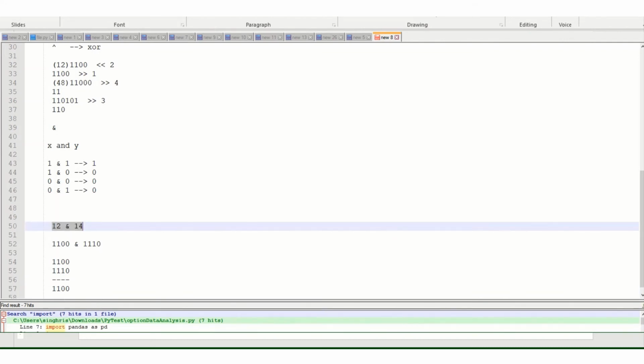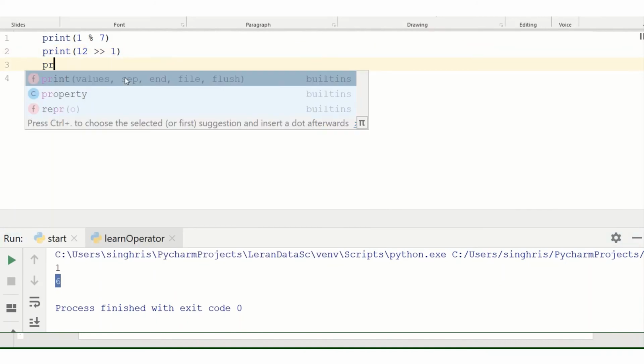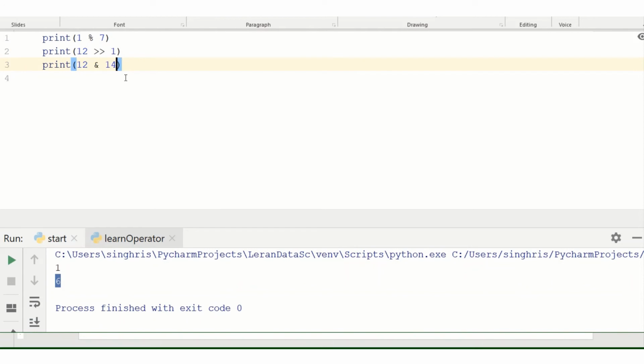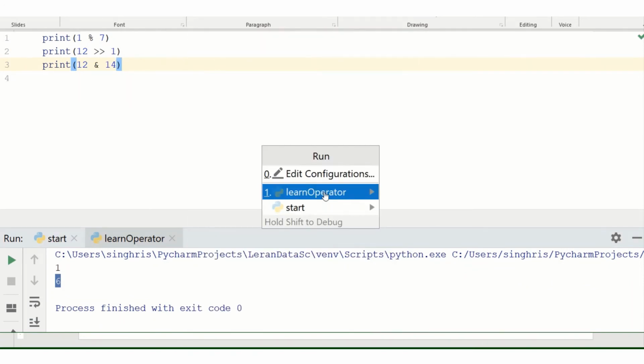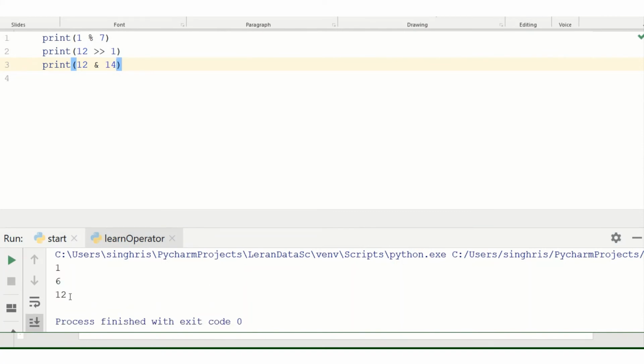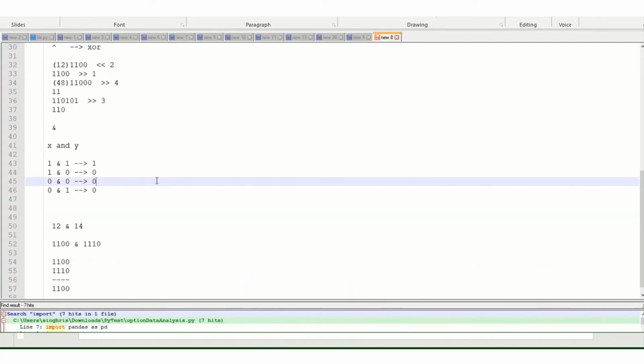I will show you that also. Instead of this, I am just writing print here. Let's run it, and you can see the result: 12. I hope now you know about the AND operator. Now let's learn about the OR operator.